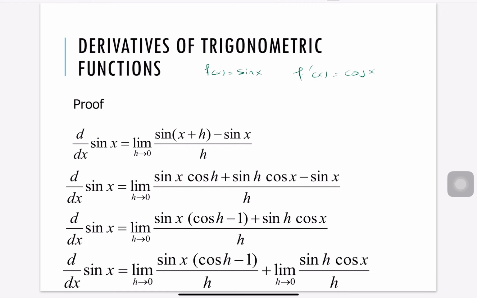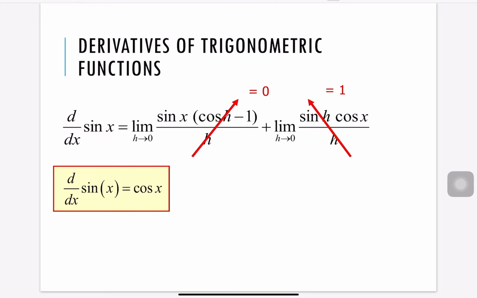Then we can factor out the sine x, and we can find this situation. And as we know, because h goes to 0 here, in this case these cancel each other, and we find just cosine x remains, because this will cancel, and we find just cosine x. Okay, it's very important.